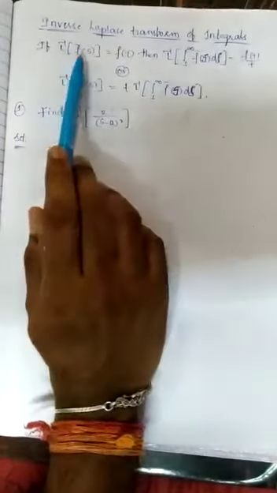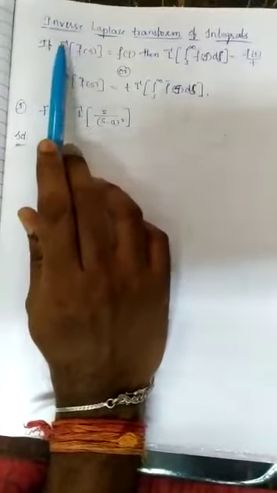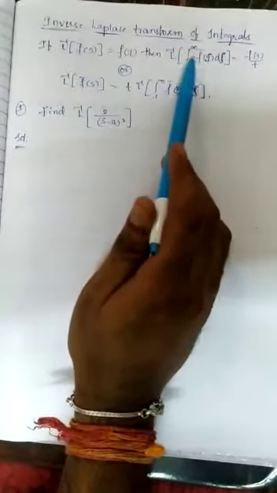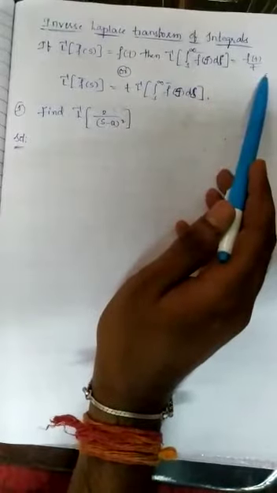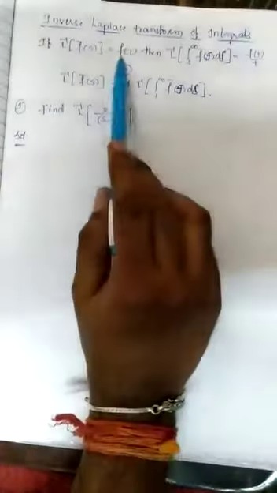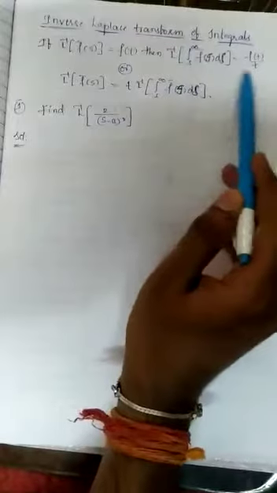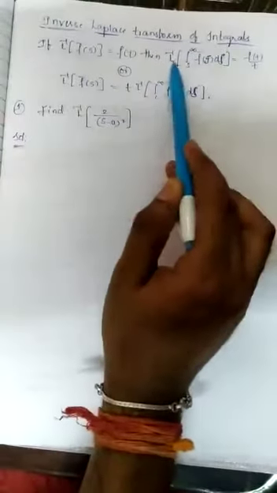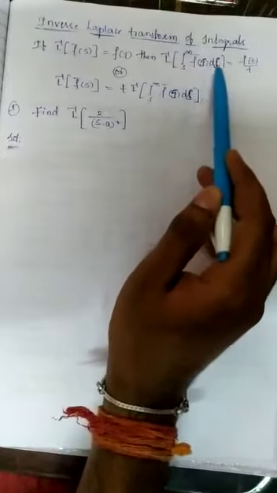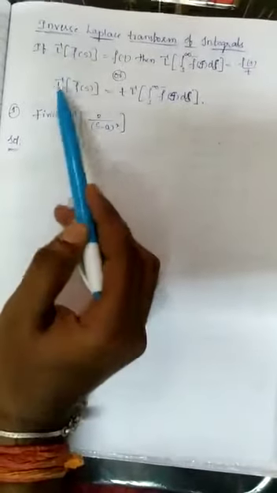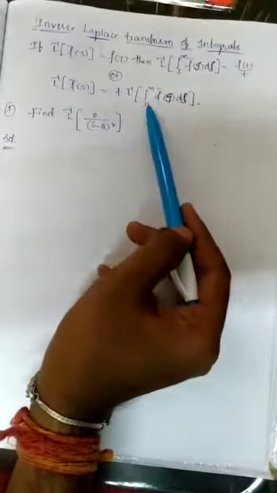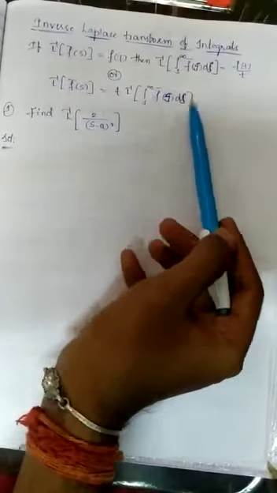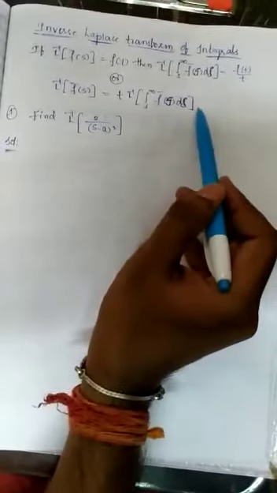That means if you know Laplace inverse of f bar of s, then we can directly find Laplace inverse of the integral of f bar of s ds by using this formula. Or we can write it as: from this, f of t will be t into Laplace inverse of integral from s to infinity of f bar of s ds. So we can write Laplace inverse of f bar of s equals t into Laplace inverse of integral from s to infinity of f bar of s ds. For some problems we will directly use this formula.